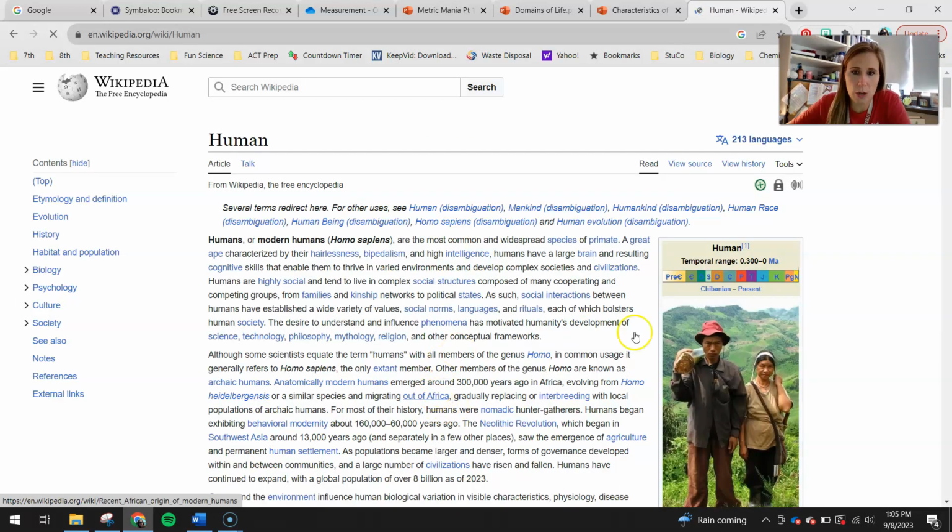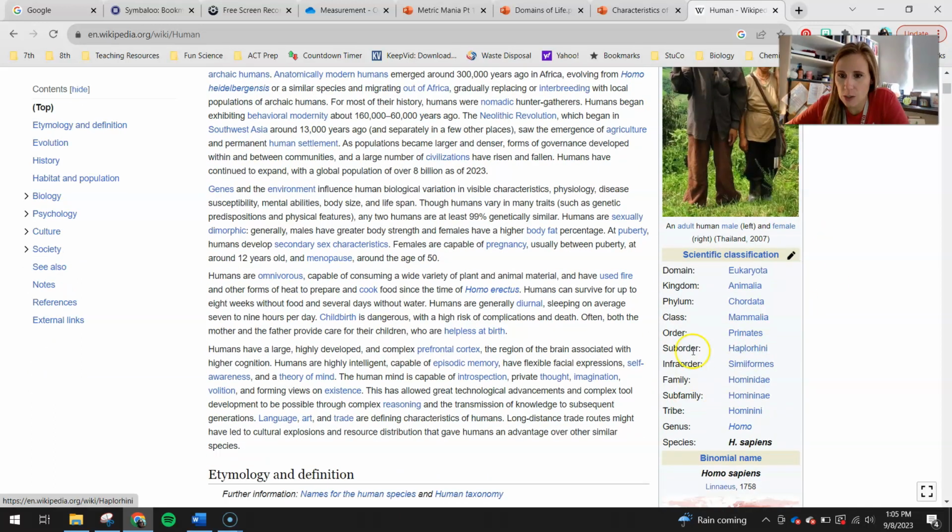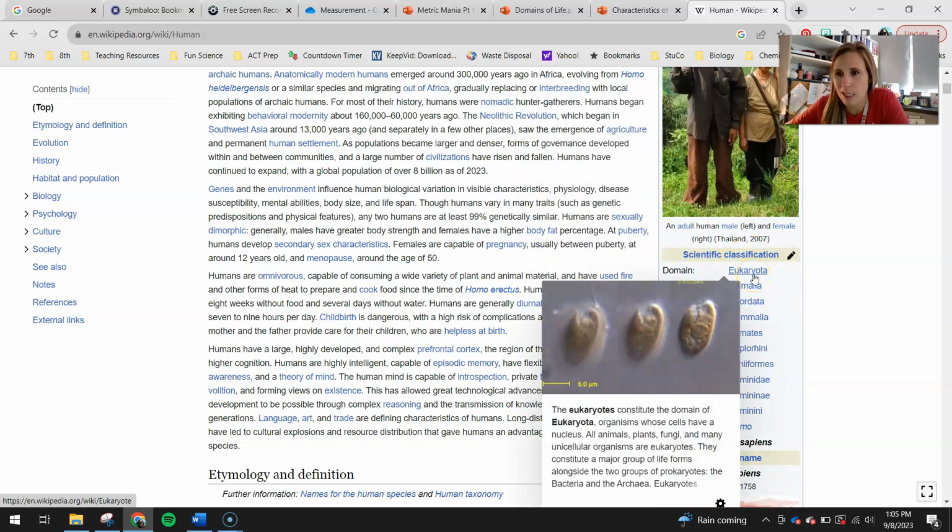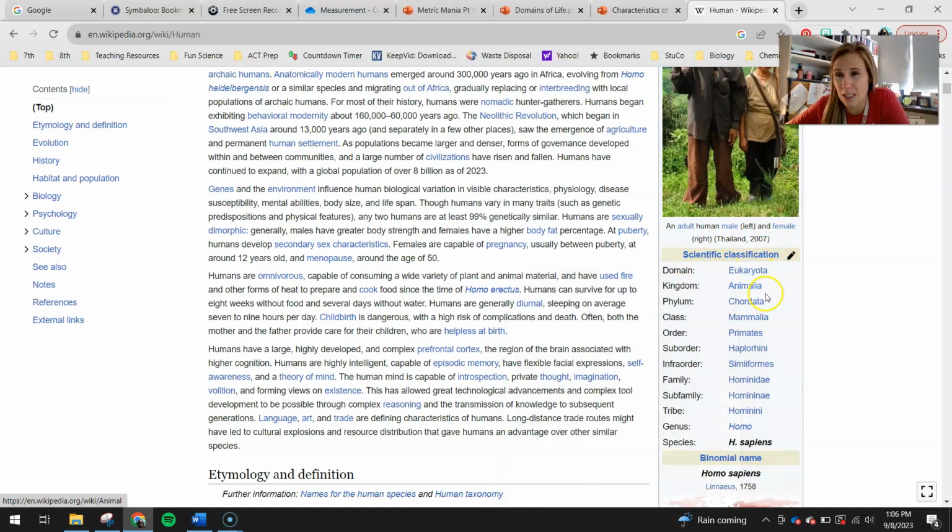So I'm going to go ahead and search human. When I look up human, I should see this little yellow box on the right. And if you scroll down, you're going to see domain, they write eukarya a little bit different. So they have different scientific names of saying things. So you can just stick to eukarya.